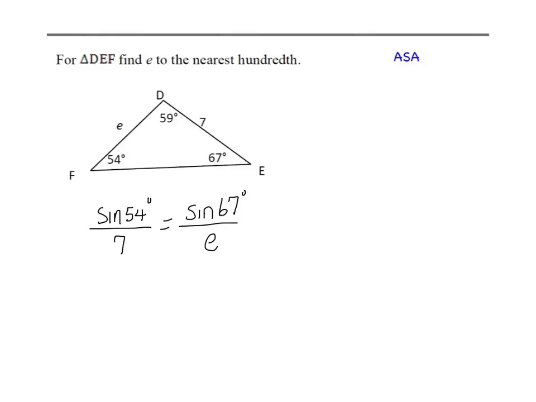All right, so once again, I'm going to multiply 7 times the sine of 67, hit enter, and divide by the sine of 54. And if I did it correctly, I should get 7.965.